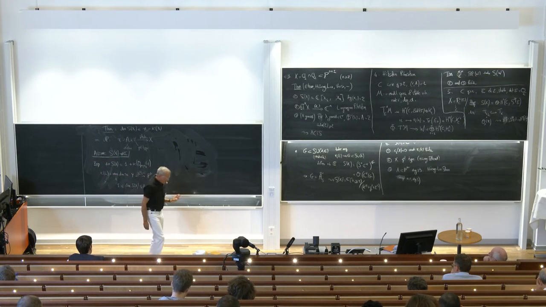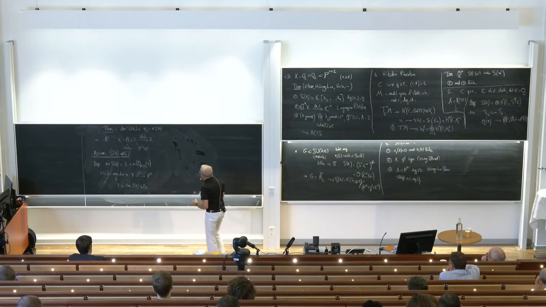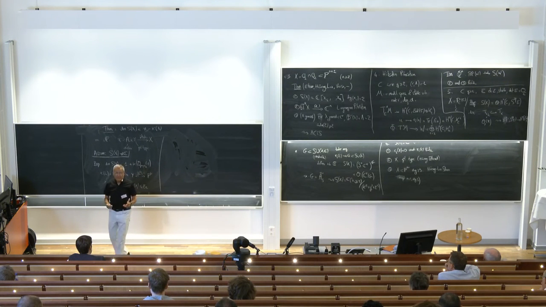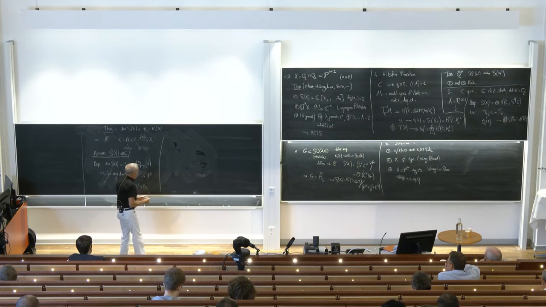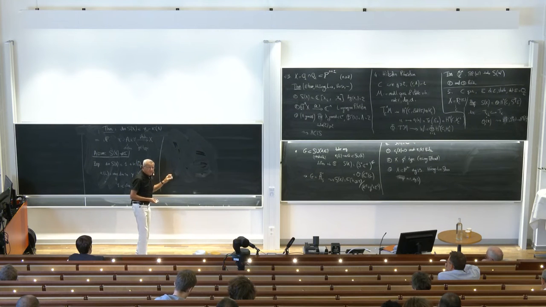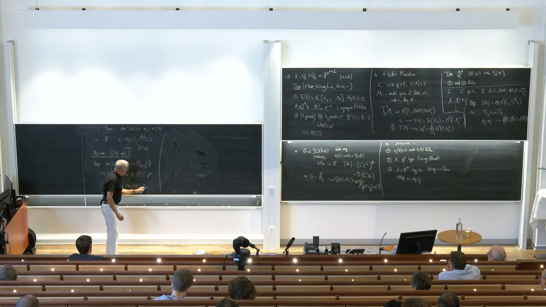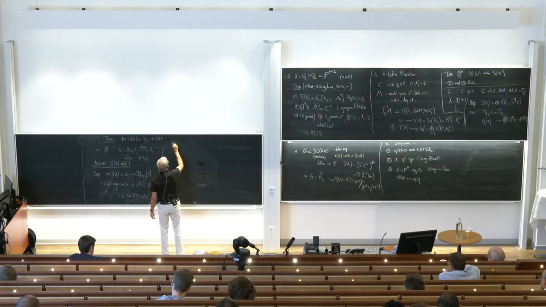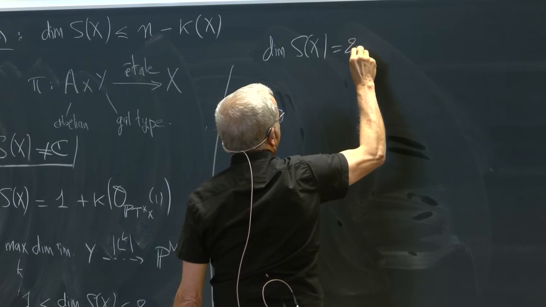I guess I have not said that this algebra S of X has been very little studied in the literature. I tried to do a search on the internet, but there are very few mentions. One thing which has been studied is the case where we have equality. So let me say just two words. The dimension of S of X is maximal, so it's 2n.